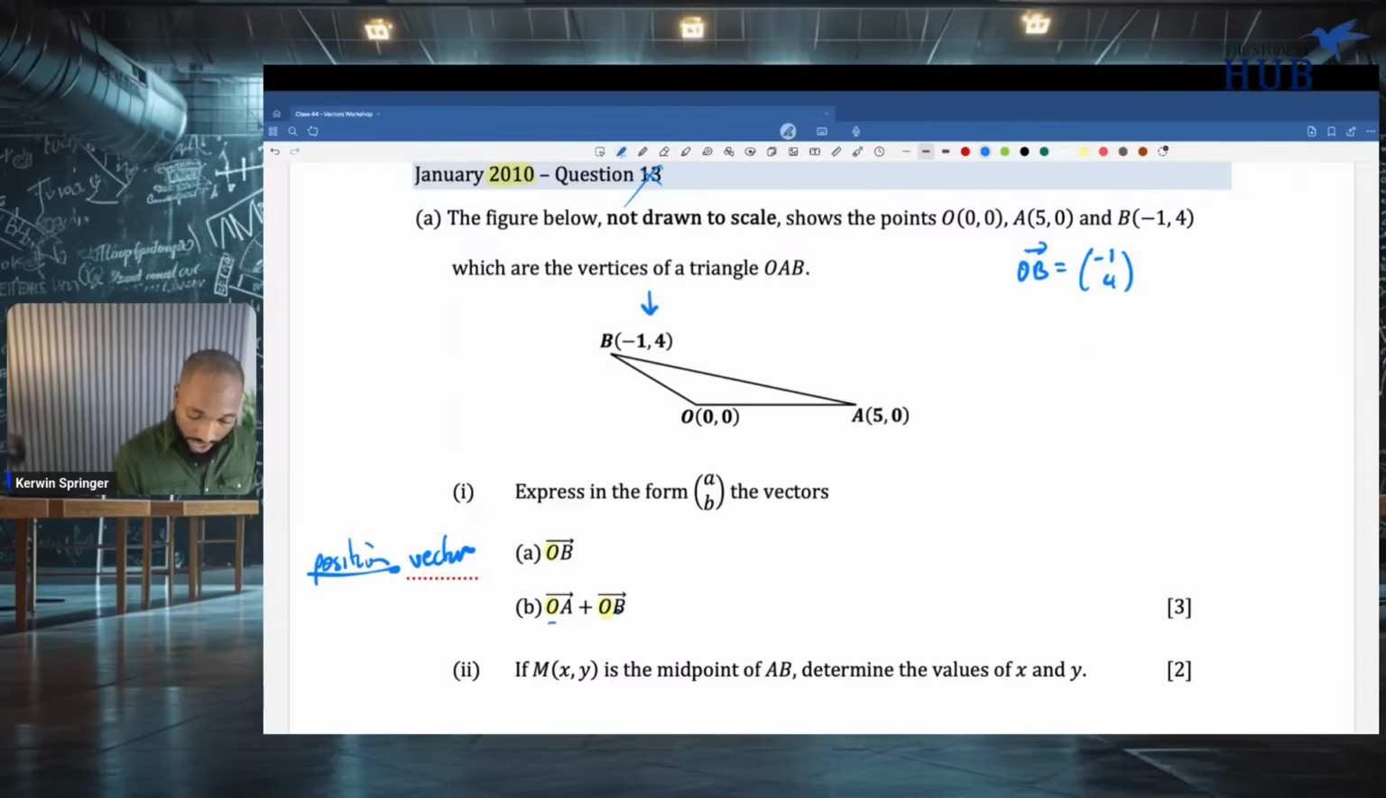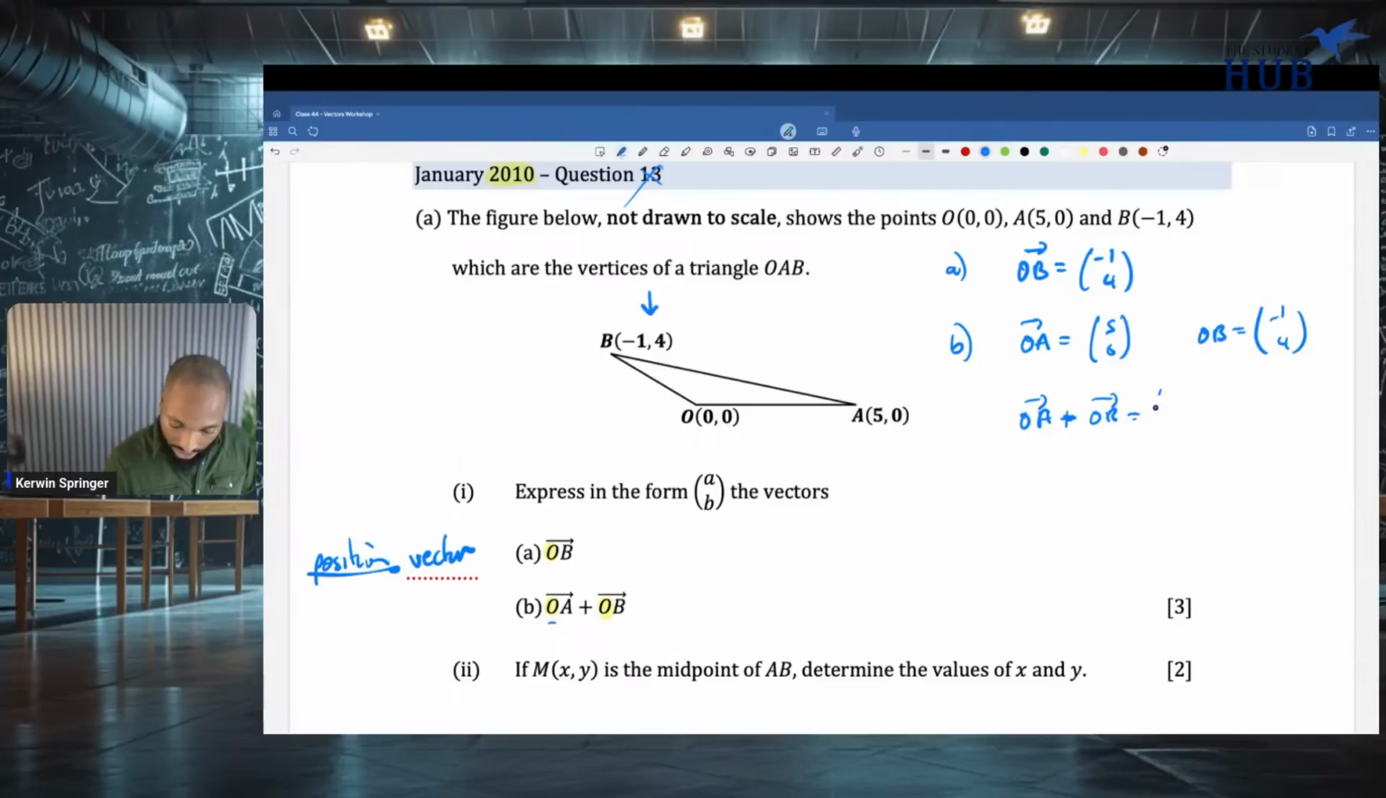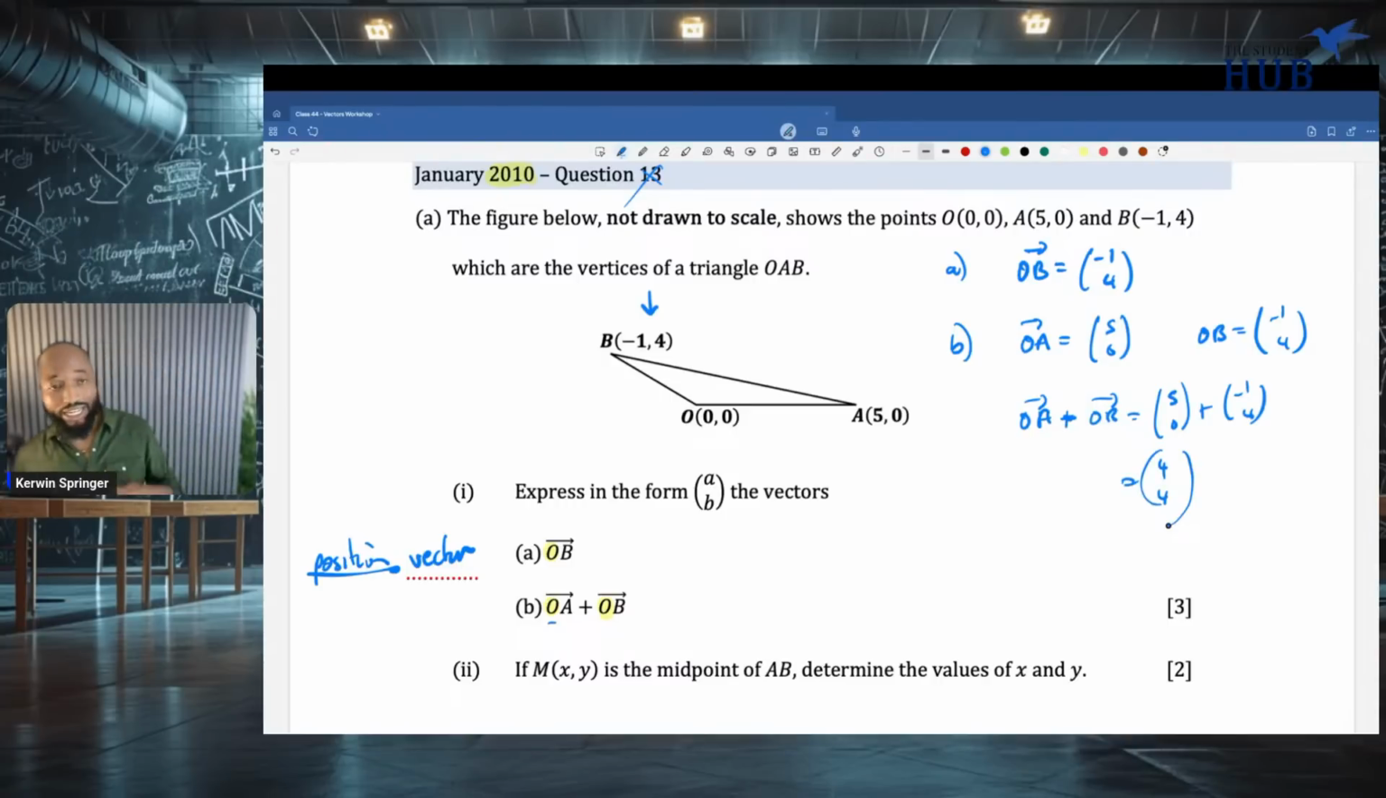And let's work out OA, OB one time. Now, I think I did this in class. OA is 5, 0. OB is -1, 4. And if you want to add the two of them together, part B wants us to go ahead and add OA with OB. Let's add. I should have 5, 0 plus -1, 4 turns out to be 4, 4. Then they wanted us to get the midpoint of the line BA, AB.